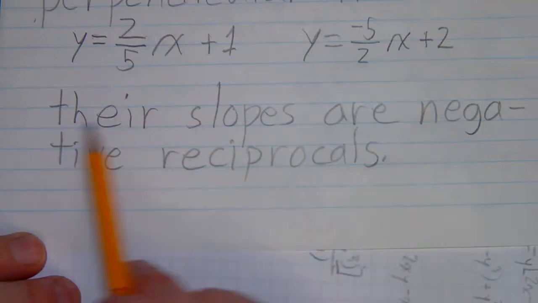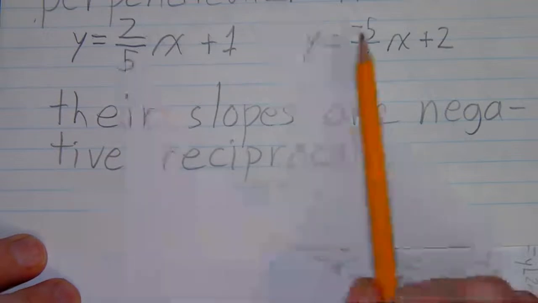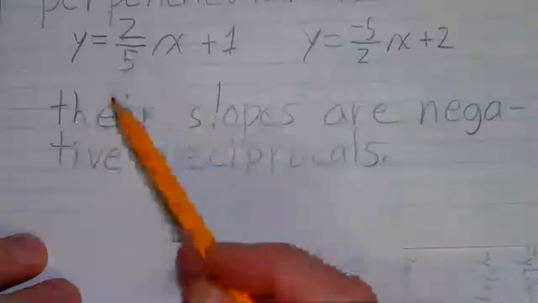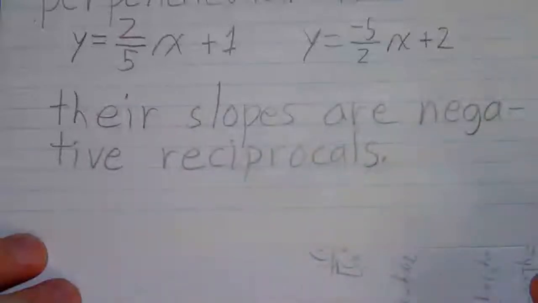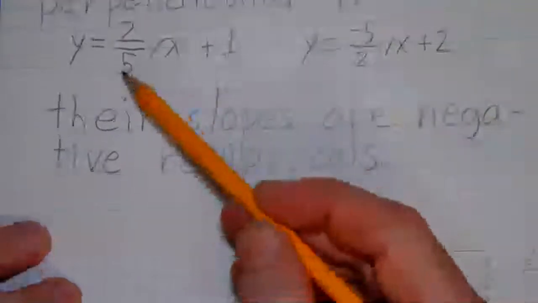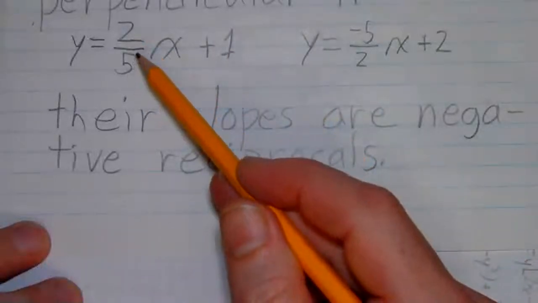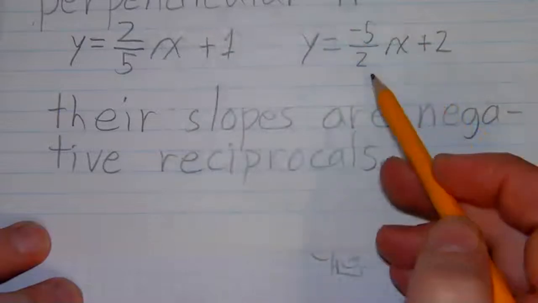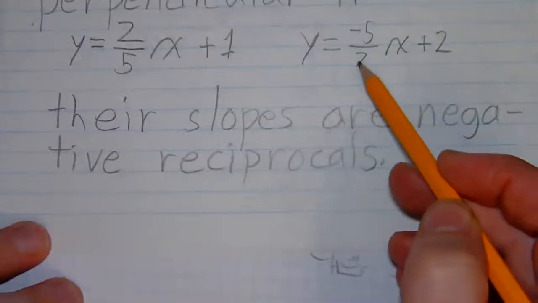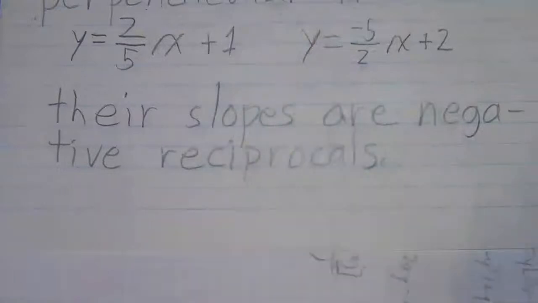So perpendicular line slopes are negative reciprocals. Negative means that if one of them is positive, the other one's negative, and vice versa. If one slope is a negative number, your second one's going to be a positive number. Reciprocals means that they are flipped fractions from each other. So the reciprocal of 2/5 is 5/2. All right, so this is negative and it's a reciprocal because it's flipped. The numerator is now in the denominator, and the denominator is now in the numerator.